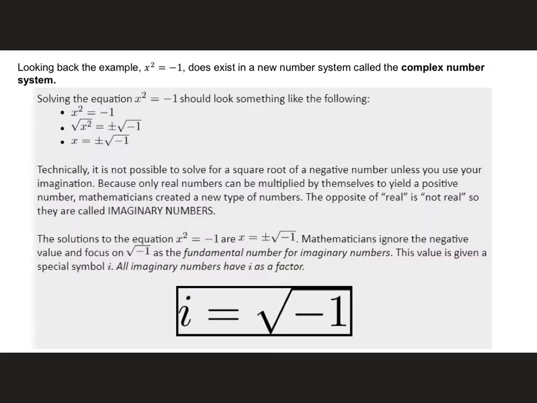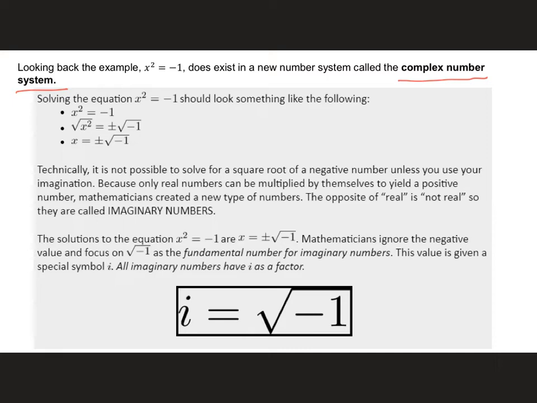Now, looking back at the example we just looked at on the previous slide, x squared equals -1, although we did not have a real solution to it, as mathematicians we wanted to create a new number system that would actually allow us to solve this equation. That new number system is called the complex number system. So, looking back, solving the equation x squared equals -1 should look something like the following.